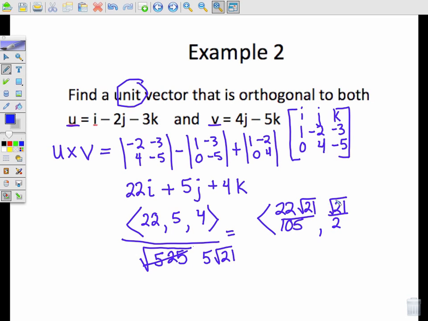And the 5 and the 105 can be divided. And that's 21. And here we would have 4 square root of 21 over 105. All right, so there's your unit vector.